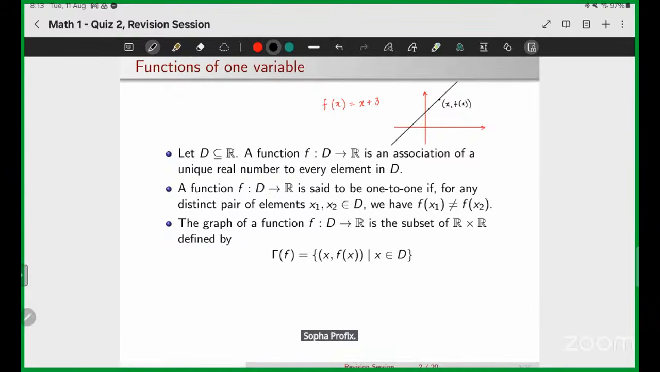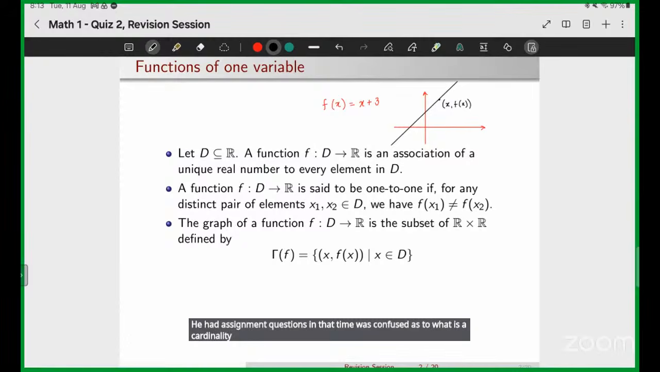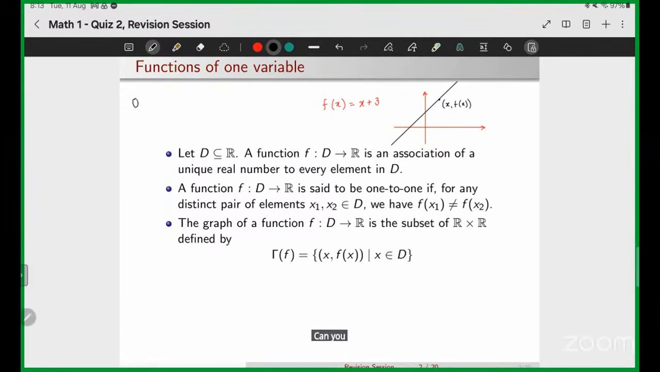We had assignment questions in which I was confused as to what is a cardinality. That's why, can you explain with an example, sir? Can you give me the specific question? Okay, sir, I will show it at the end, sir. Okay, all right.